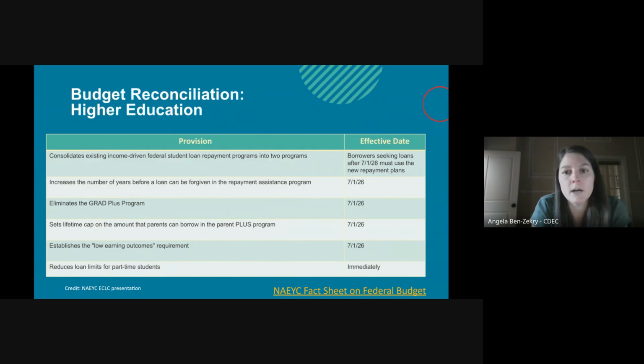If this isn't on your radar, I want to spend a little bit more time today on this and let folks know about the actions being taken. If you're not familiar, over the summer, of course, there was a big piece of legislation passed with some pretty major changes to the federal budget, and that included higher education investments.